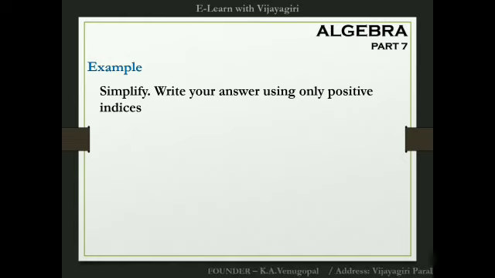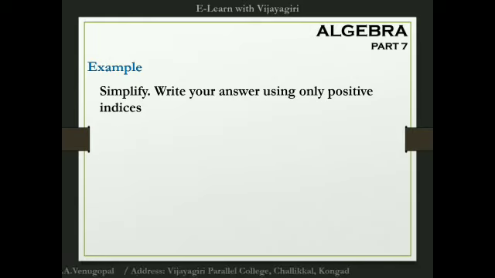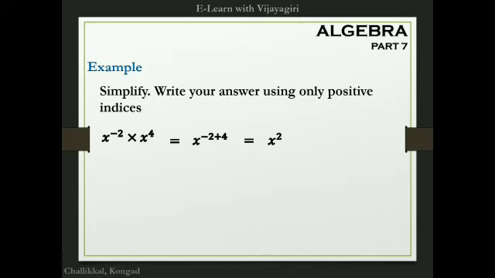Simplify. Write your answer using only positive indices. When an expression contains negative indices, you apply the same law as for other indices to simplify it. X to the power minus 2 into x to the power 4. Here it is multiplication, so we can use multiplication law and it becomes x to the power minus 2 plus 4 and it will be equal to x to the power 2.